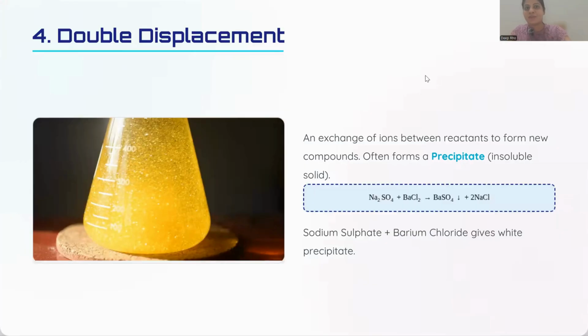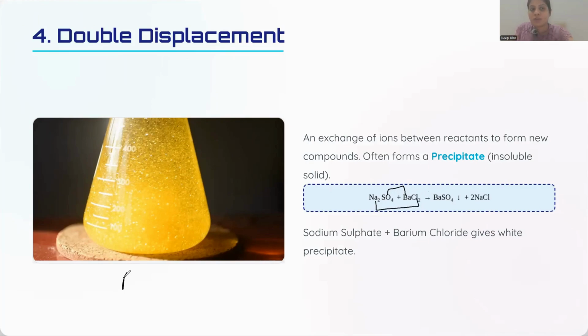The fourth type of reaction is double displacement. There is an exchange of ions between reactants to form new compounds. During this type of reaction, most of the time you are going to see an insoluble solid, which is called a precipitate. Like sodium sulfate reacting with barium chloride. There is an exchange of ions. So what is it going to form? Barium sulfate, yes, along with sodium chloride.